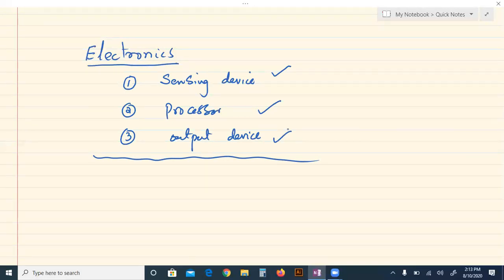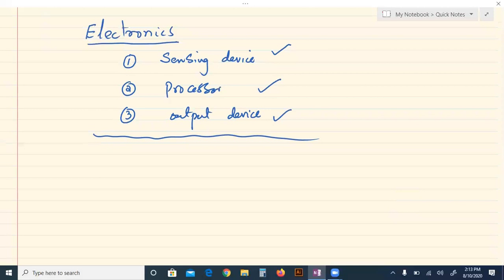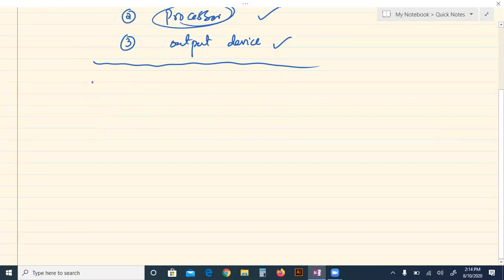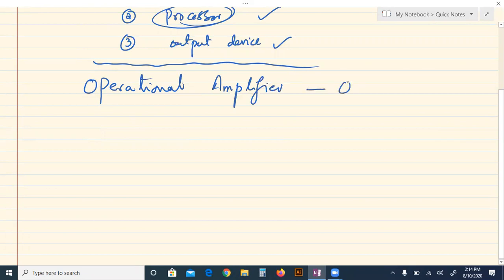Now, the sensors which are very important are the LDR and the thermistor. We have done this in O level. Now we have to study the processor. The processor in our syllabus is called the operational amplifier, and in short it is called op-amp.